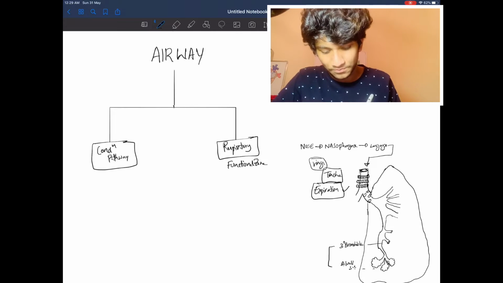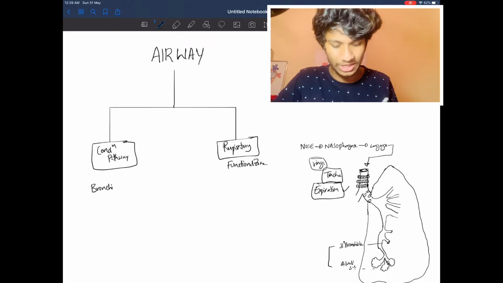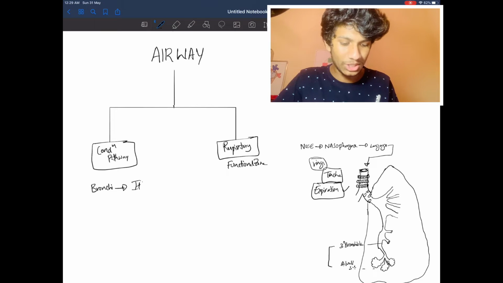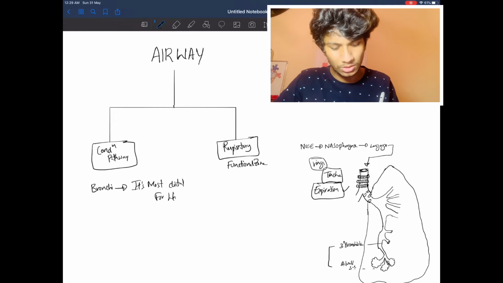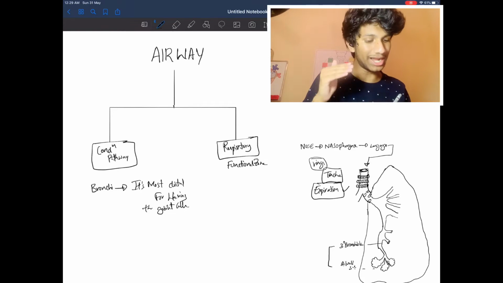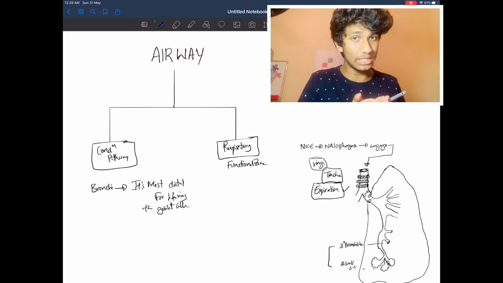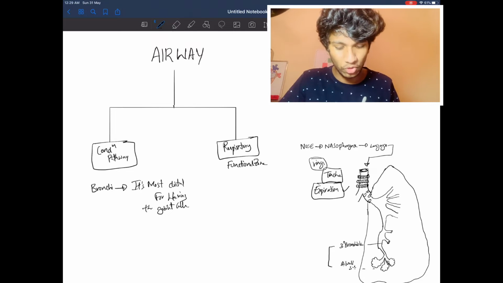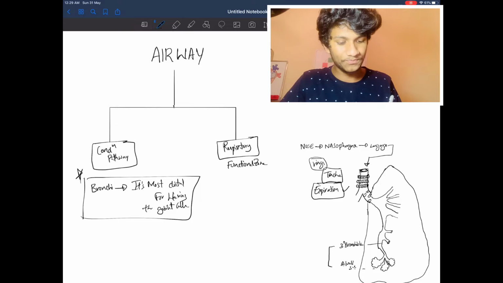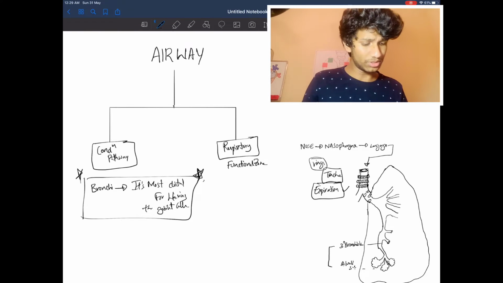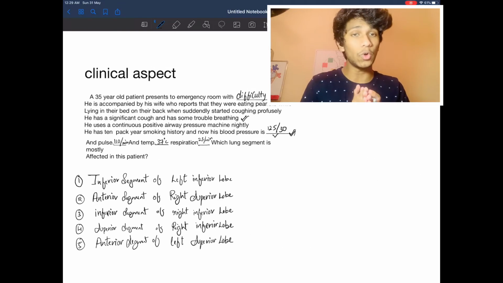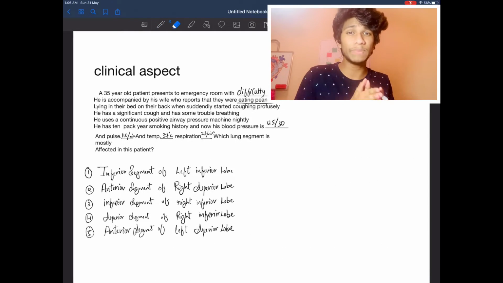Coming to the bronchi, one thing to be noted is that it is the most distal part, starting from the nasopharynx, that has the goblet cells which secrete the mucus. So this is also one of the most important points from this airway concept. So this is the airway, and with this basic airway anatomy, now we'll go with the clinical aspect related with it.